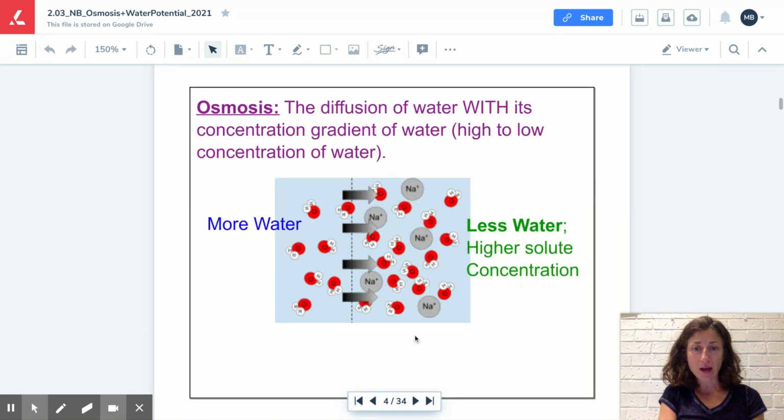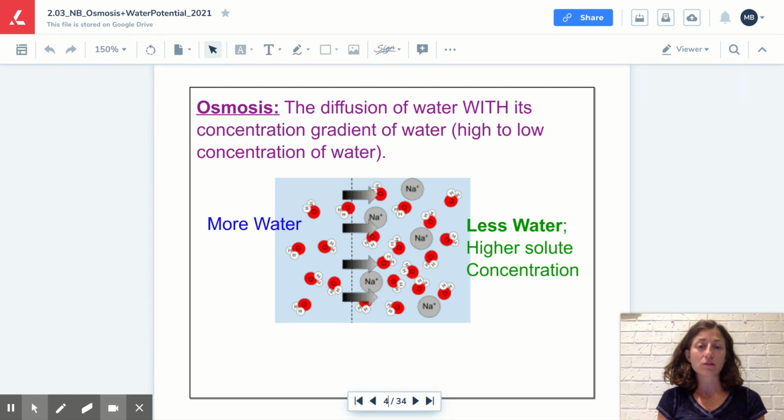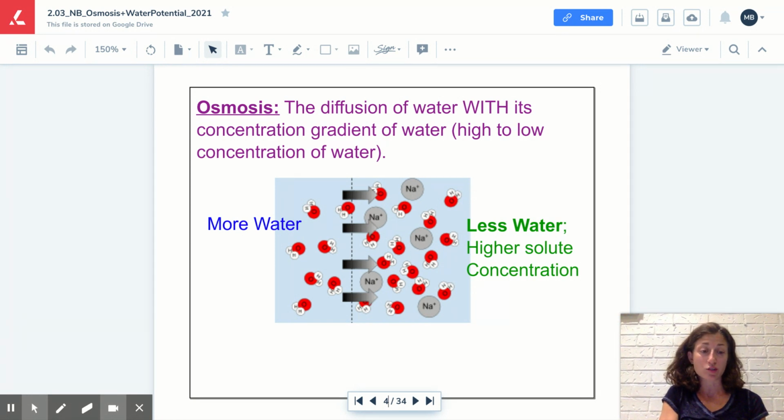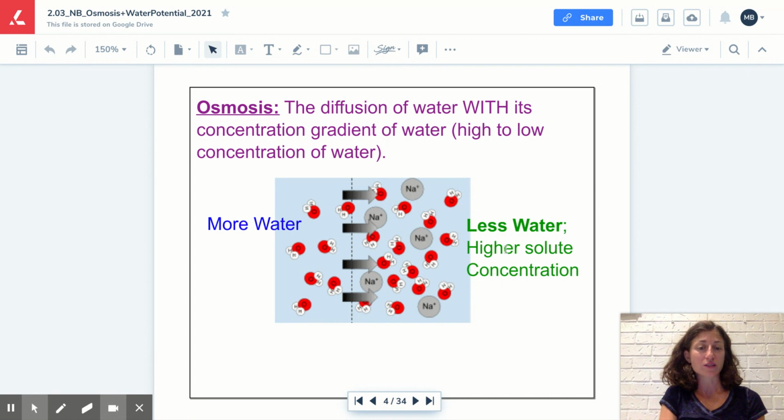Great. So next, I just want us to really stamp this idea of osmosis. It is the diffusion of water with its concentration gradient. So it goes from high to low concentration of water, okay? In your notes, I not only want you guys to stamp this, but I also want you to make sure that you have a diagram of some sort. So here we have more water. We actually don't have any solute here. But on the right side, you can see that there's less water because there is higher solute concentration. Water is going to move from where there is more water to where there is less concentration of water. Okay, great. Make sure that you get that done. You can feel free to pause if you need to.